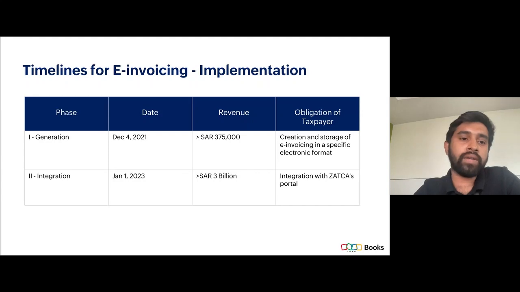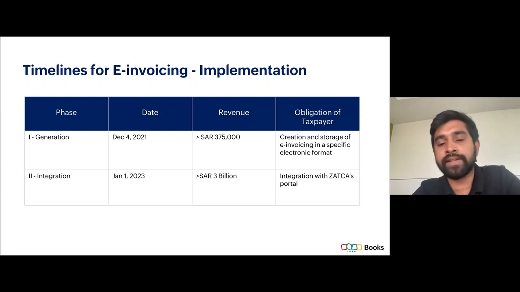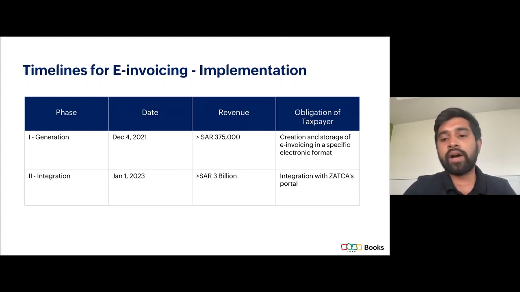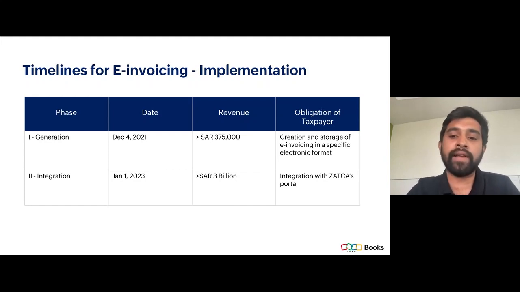And now moving on to the next section, which will be the timeline for the e-invoicing. So basically the e-invoicing was implemented in multiple phases. So the first phase was more about a generation phase. So the first phase was implemented on the 4th of December of 2021. So the main requirement by the tax authority under the first phase was to keep a record of the invoices in an electronic format, and in a format which was mentioned by the tax authority, by the ZATCA's compliance. So that was one of the requirements as per the phase 1.